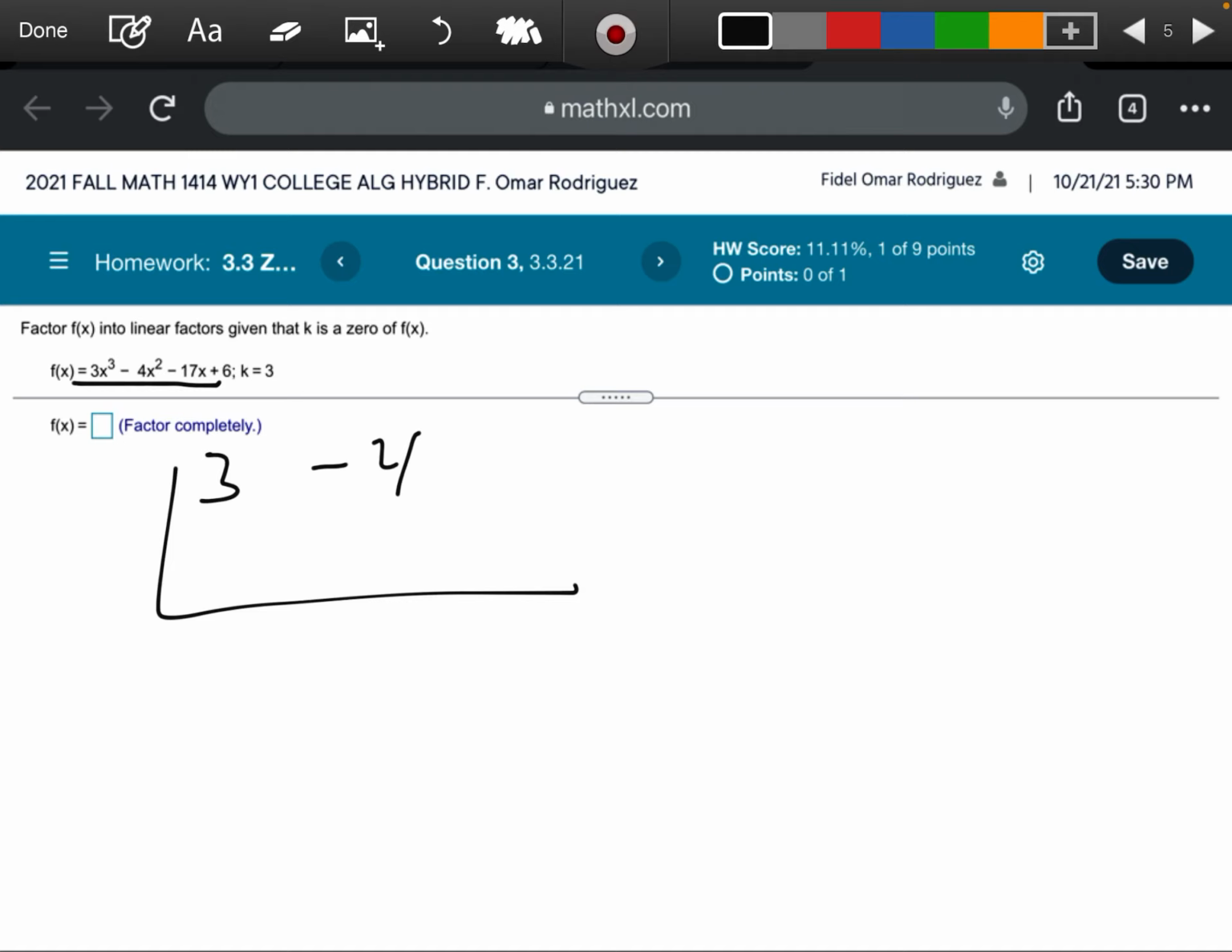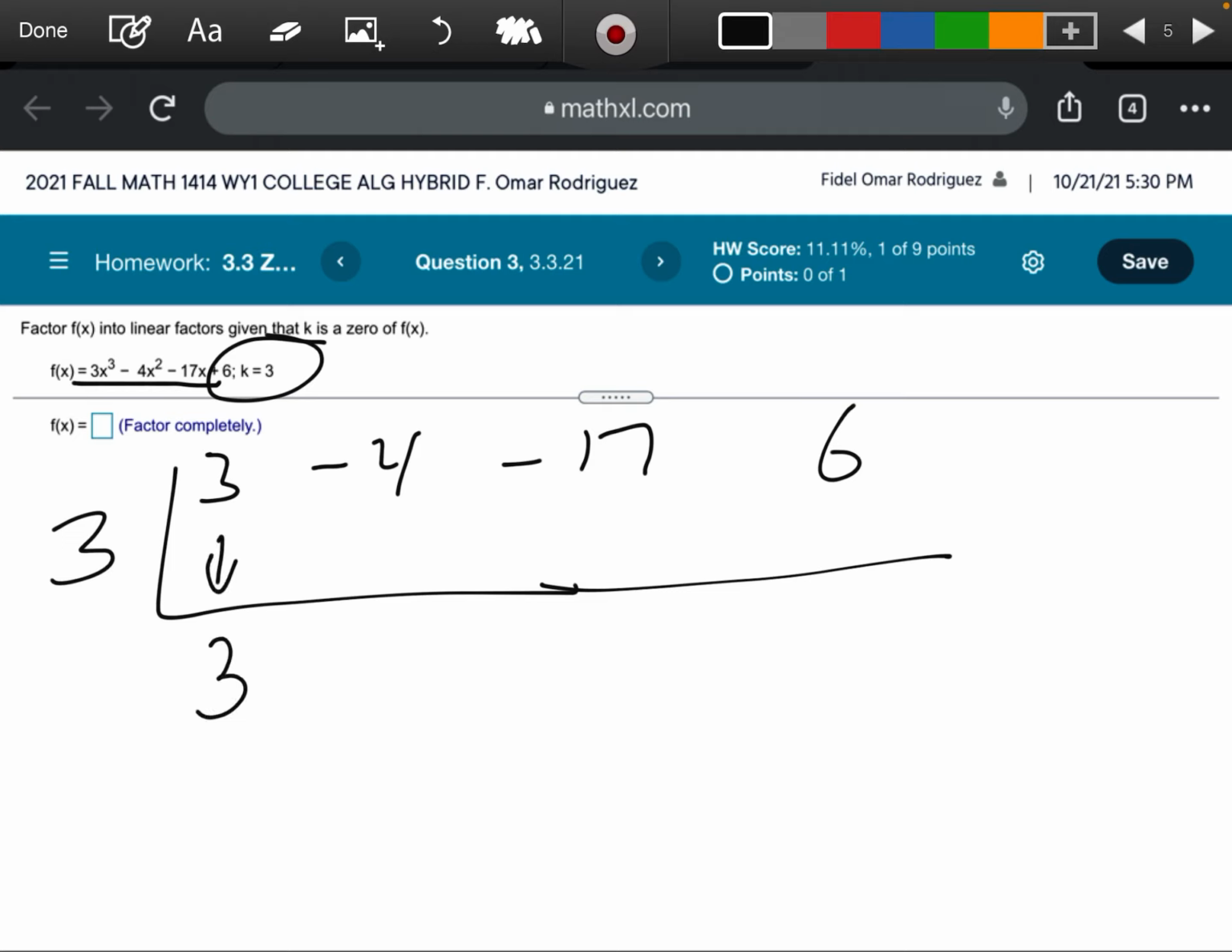So we have a 3 for our x to the third, a negative 4 for our x squared, a minus 17 for our x, and a 6 for our constant term. And they're telling us that k is equal to 3. So remember, when it's in that form, k equals or x equals, the sign has already been changed for me. I don't need to worry about changing my sign.